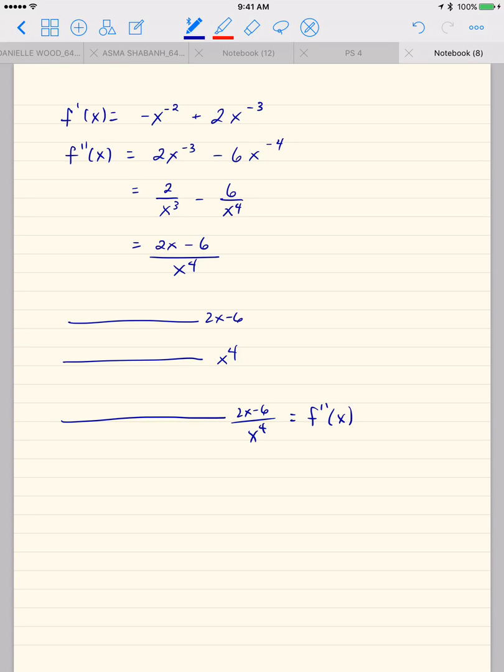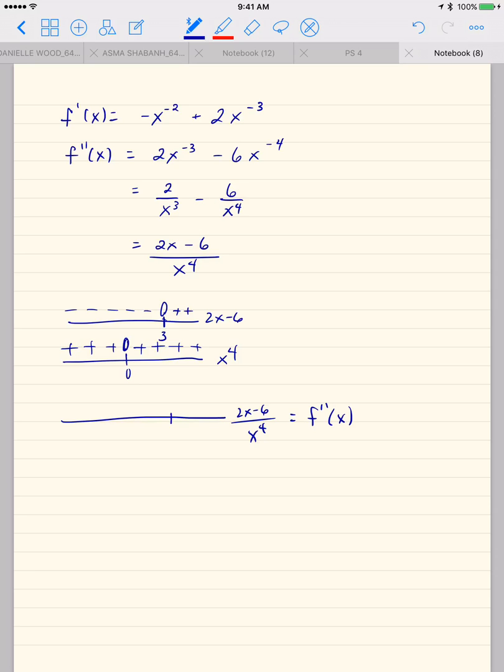Okay, so for 2x minus 6, 3 is going to be the 0, and this is going to be positive if x is bigger than 3, negative if x is less than 3. And then for x to the 4th, it'll be 0 at x equals 0, positive everywhere else, right? Because x to the 4th is always positive.